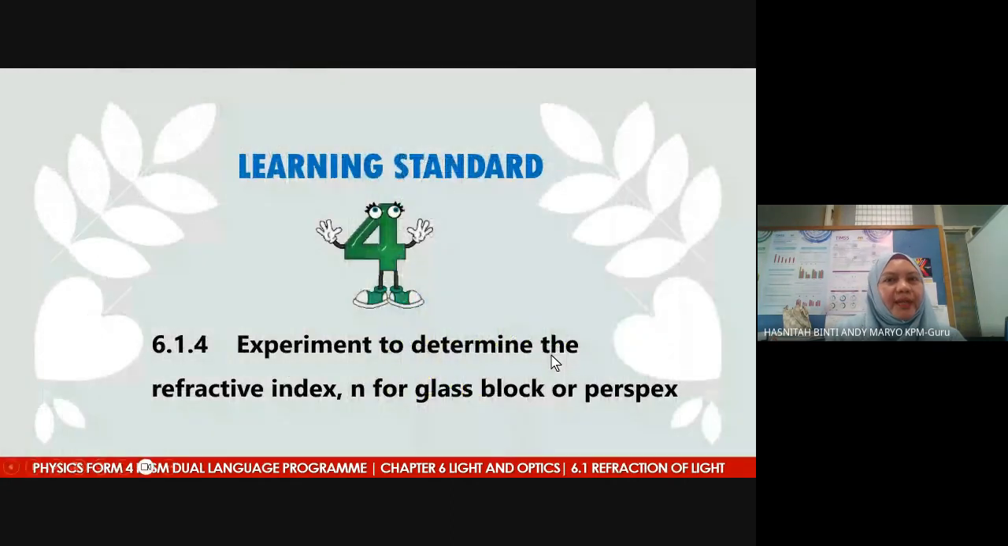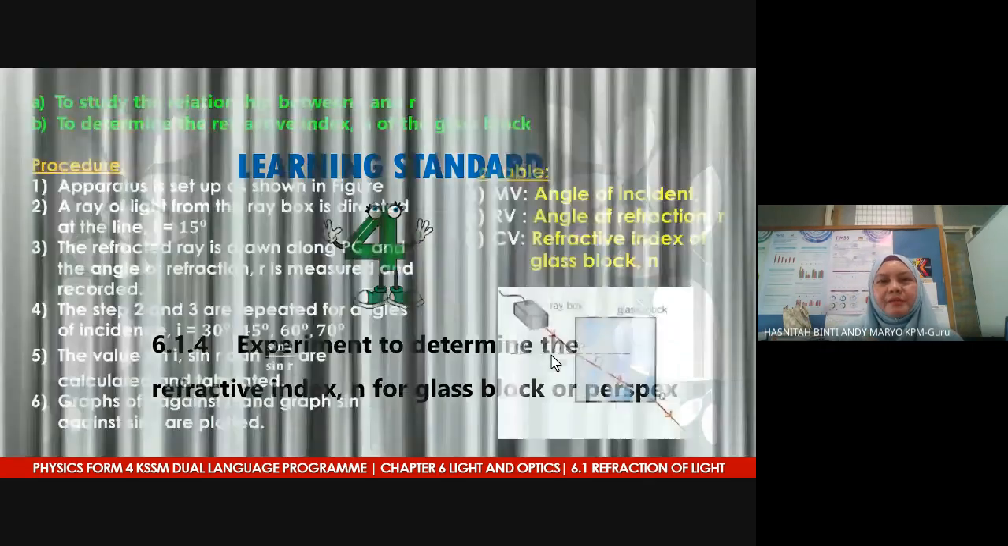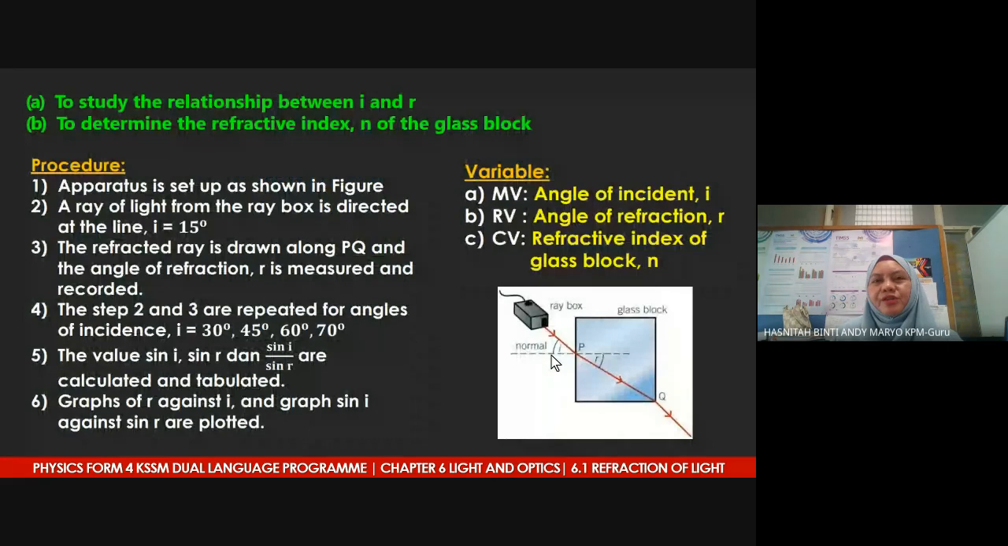Okay, now the fourth learning standard. This is an example of an experiment which we can apply to determine the refractive index for a glass block or perspex. For your information, this is the question for UASA in the year 2022.